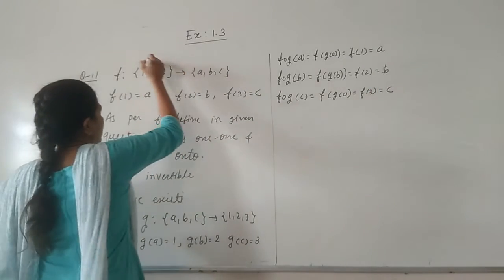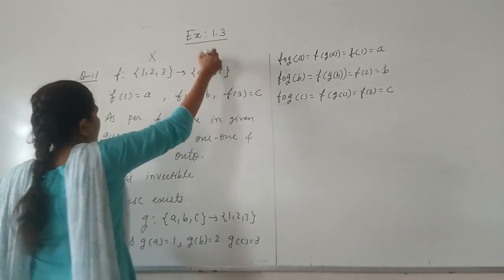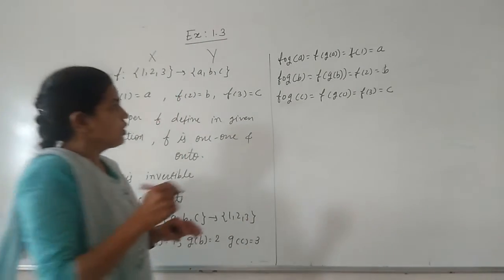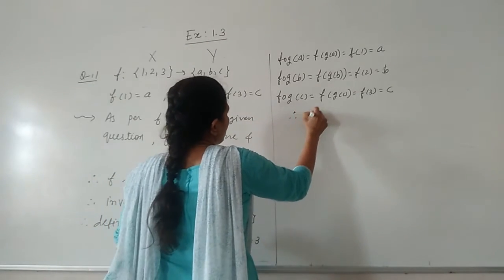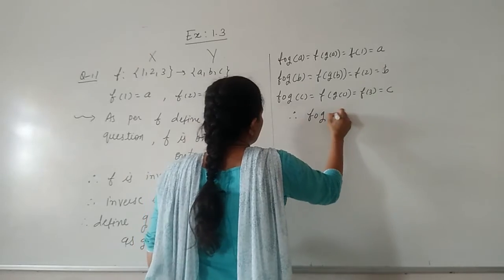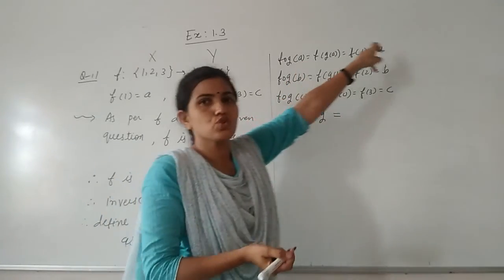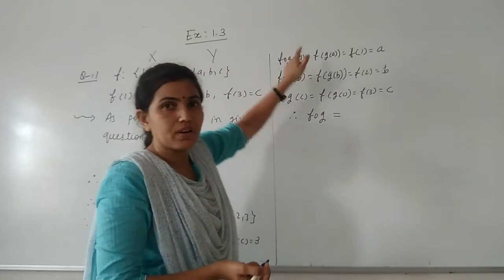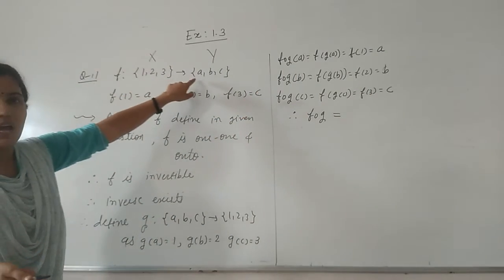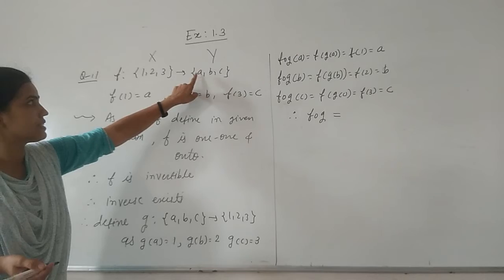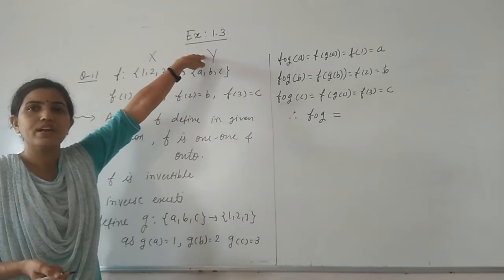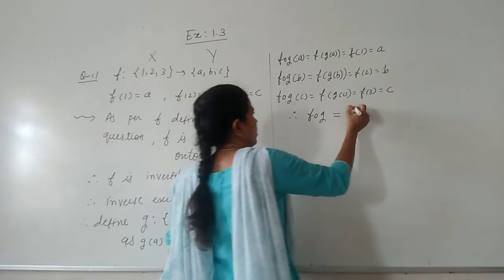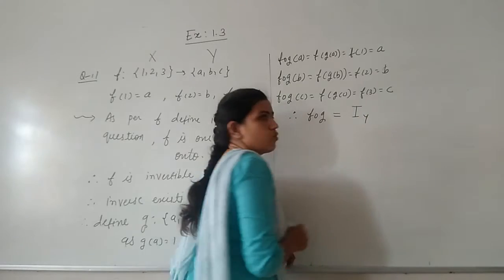So let me write down here, this is our set X and this is Y. Therefore what we are getting is f composition of g is a going to a, b going to b and c going to c. But where does this abc belong? ABC belongs to the second set, which I have defined as Y, so I can write here identity on Y.